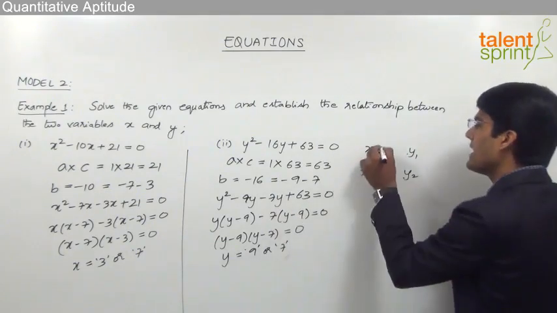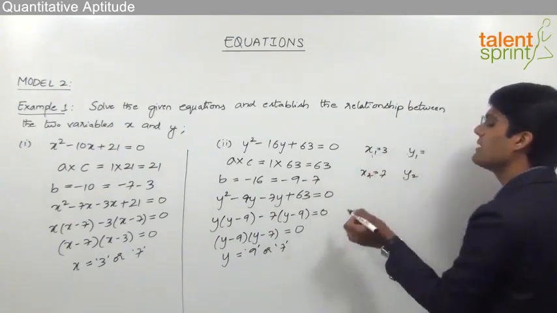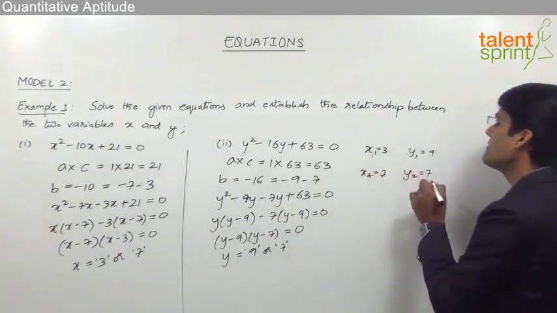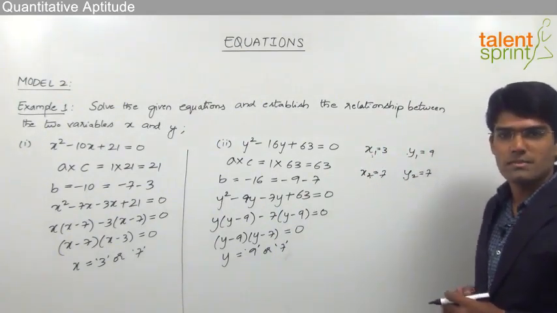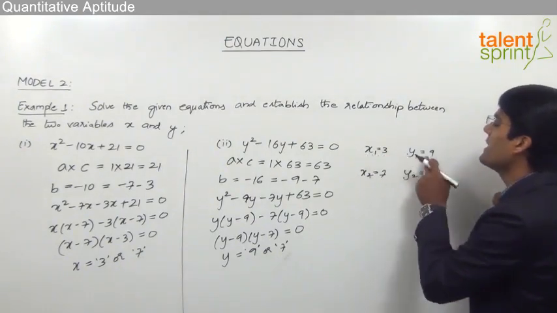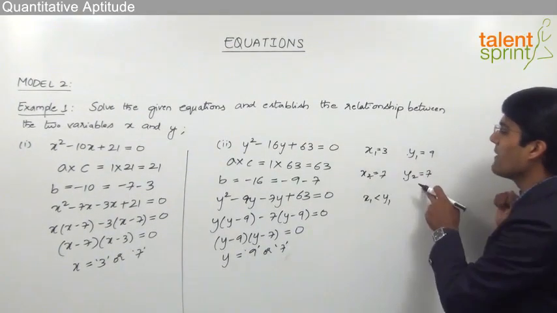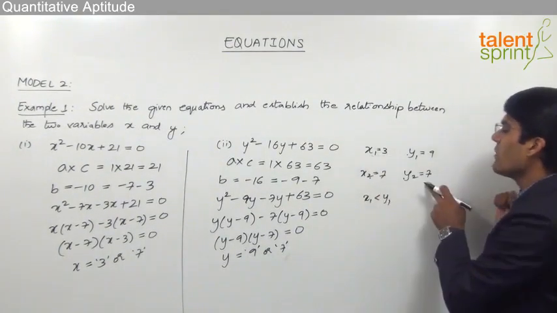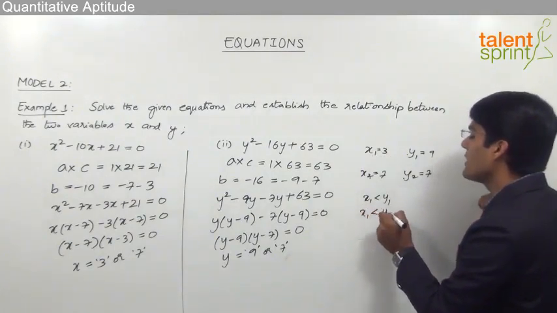Now as given there, x1 equals 3 and x2 equals 7, and y1 is equal to 9 and y2 is equal to 7. So let us compare the values here and find out what the relationship is. If we compare x1 with y1, we find that x1 is less than y1. If we compare x1 with y2, x1 equals 3 and y2 equals 7. Again we get x1 as less than y2.